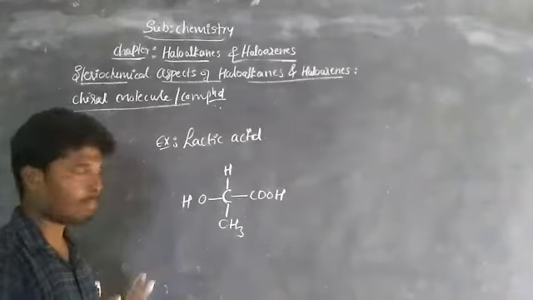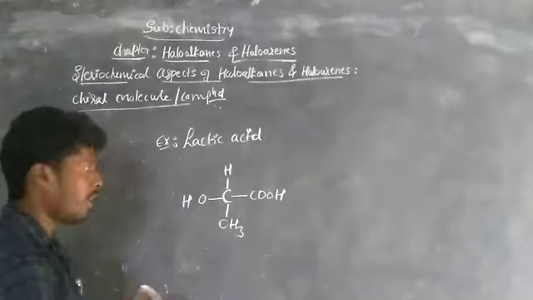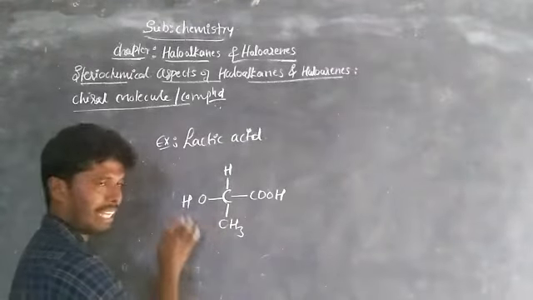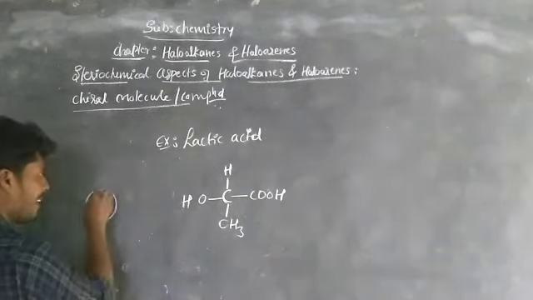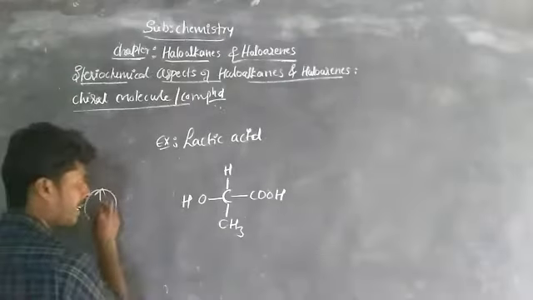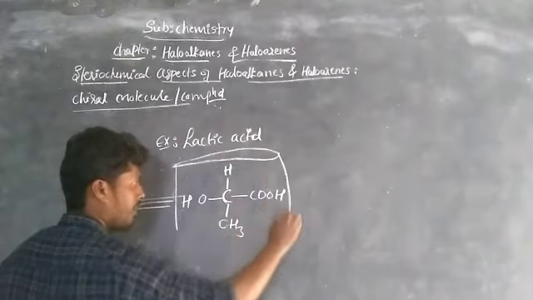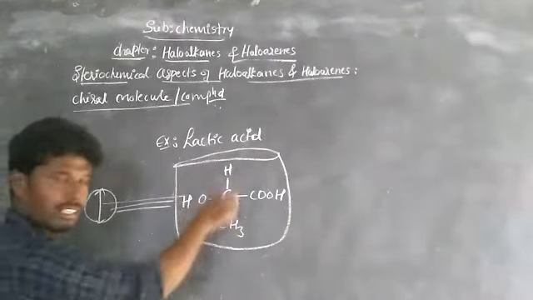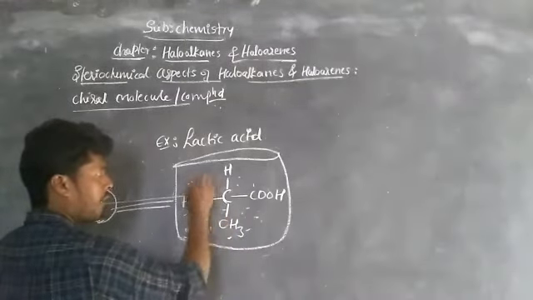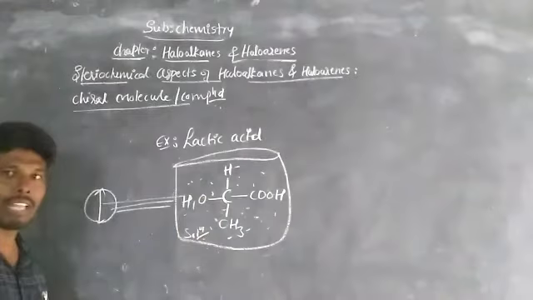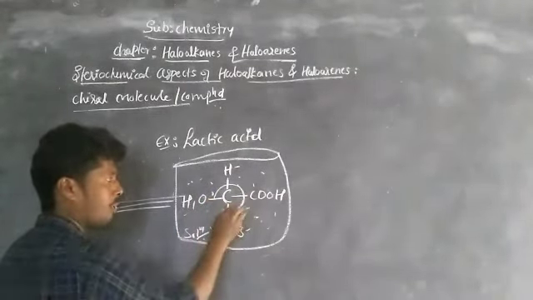Now there are 2 types of lactic acid, that is dextrorotatory lactic acid and levorotatory lactic acid. If you observe, this compound is dextrorotatory. It means that when plane polarized light, observe this is the plane polarized light representation, is passed through the solution of lactic acid, the lactic acid rotates it in the clockwise direction, like that.